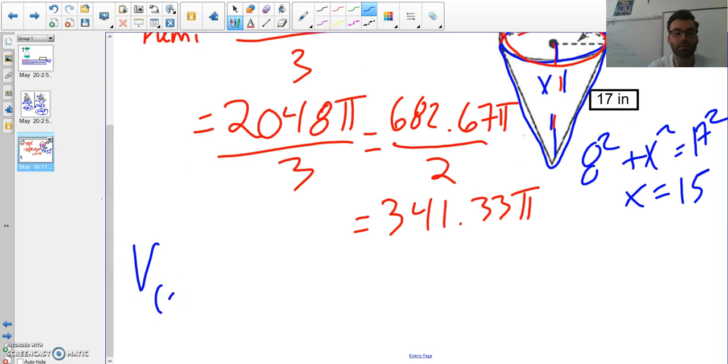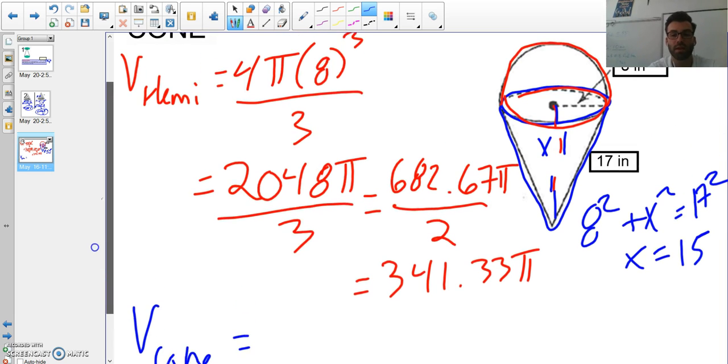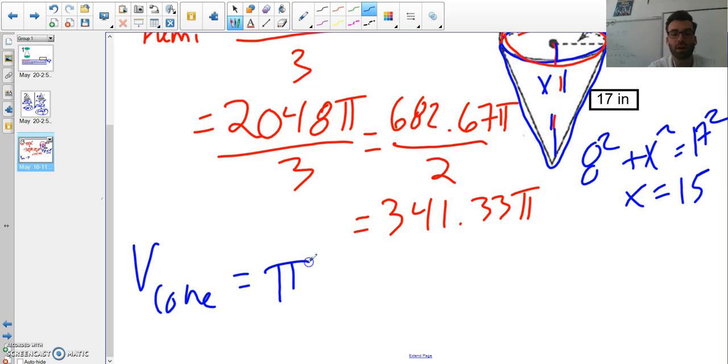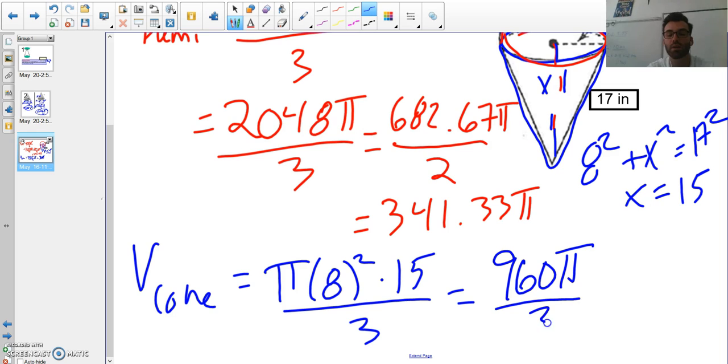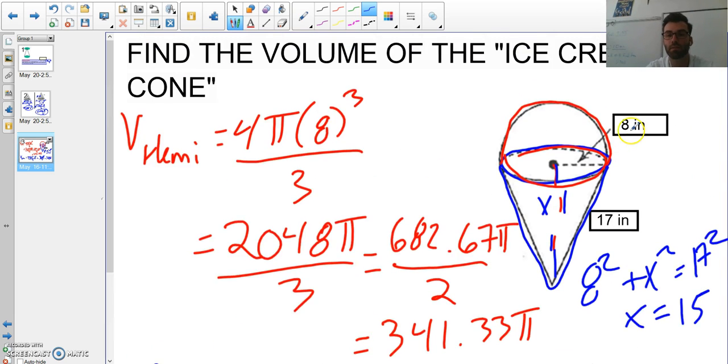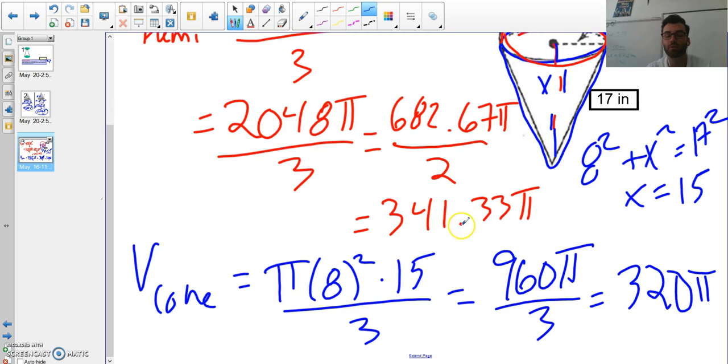So next I need to find the volume of the cone, which is, radius is 8, height is 15, so pi 8 squared times 15 all over 3. Okay, 8 squared is 64. 64 times 15 is 960 pi over 3, which is 320 pi. So I have 341.33 pi for the hemisphere and 320 pi for the cone.